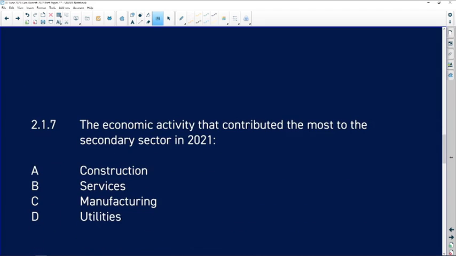2.1.7, the economic activity that contributed the most for the secondary sector in 2021, and the correct answer over there is C, it's manufacturing. It's making, it's processing, taking the raw material and turning it into a finished product. Okay, that's what we want.